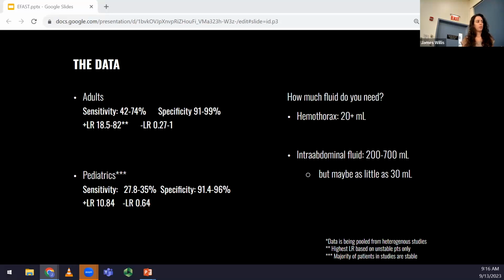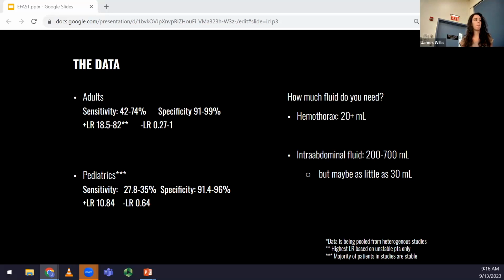Similarly, looking at the likelihood ratios for this, the positive likelihood ratio ranges anywhere from 18 to 82, and the negative likelihood ratio 0.27 to 1, so not really useful. Something else to think about is unstable versus stable patients. Most of the studies use a mix of both. It's rare to find a study that only focused on stable or unstable, but what I found is the ones who did a separate statistical analysis of unstable patients or who only included unstable patients had the highest reported sensitivities and specificities.